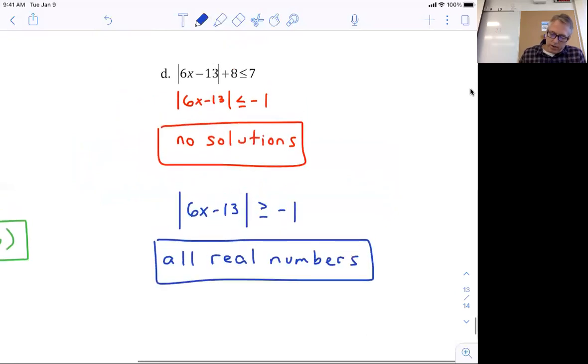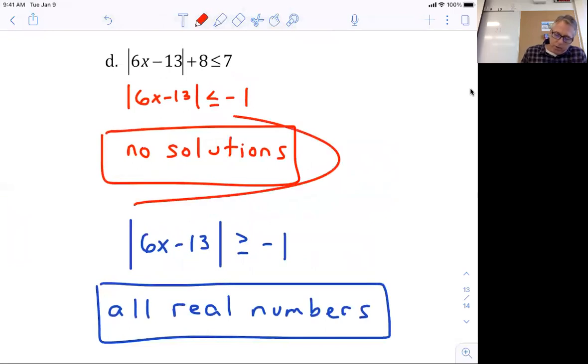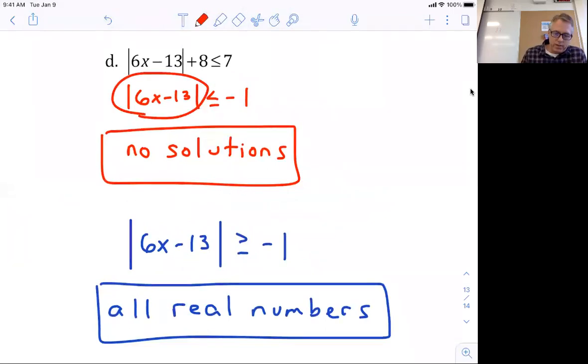Just like going back to the red one, you can't plug in any numbers to make that true because this is always going to be positive. That can't be less than -1. It's always going to be positive. It can't be less than that. It's impossible.